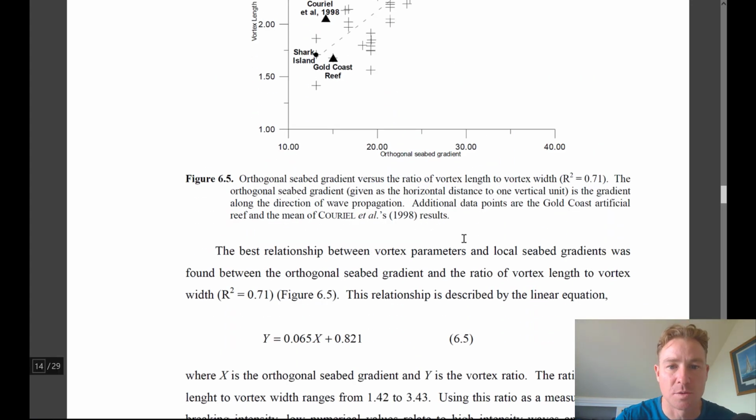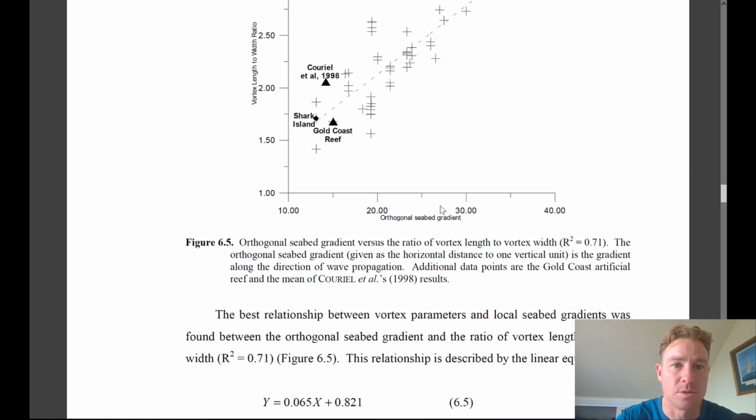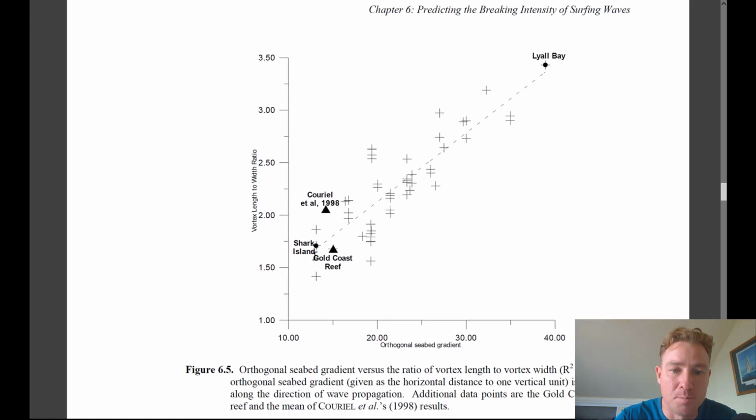And I'm going to go ahead and show the orthogonal seabed gradient ratio to the vortex ratio, which is the length to width ratio. You had this beautiful linear correlation between the two. So you have this scatter plot, you have Shark Island, which is that slappy wave with a lower vortex ratio and a lower seabed gradient. So you have a seabed gradient that is very low, whereas you have a seabed gradient for Lyell Bay, which is high, and that's a really mellow sloping wave.